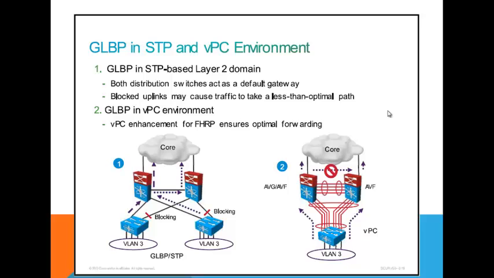So we can also have GLBP with VPC without any problem. Only in normal STP, because of the blocked port, there is a problem. So that's why we are going to learn about VPC later, not now. It shows the difference between our traditional layer 2 high availability and today's Nexus-based high availability. It shows the difference between these two.